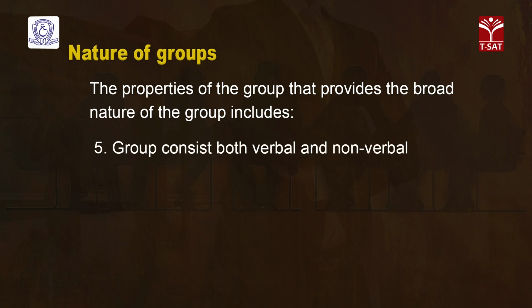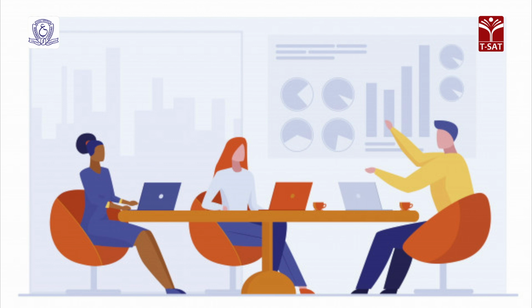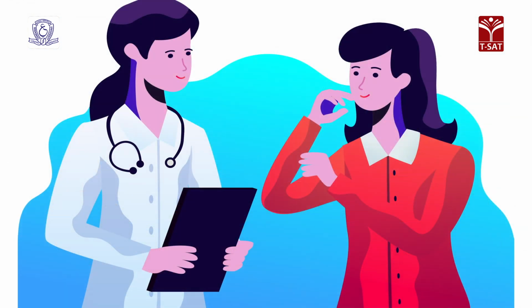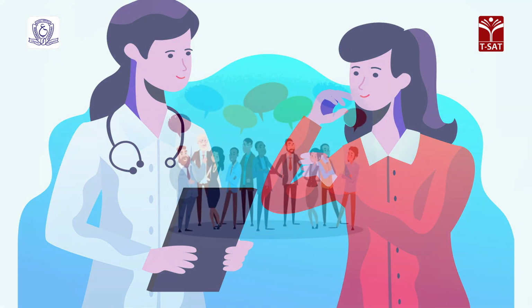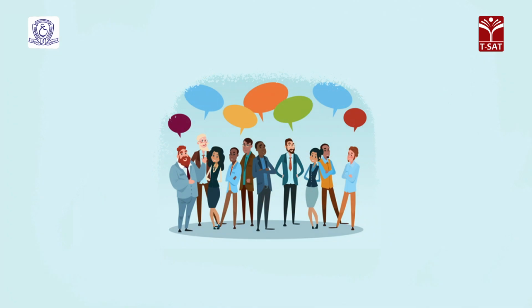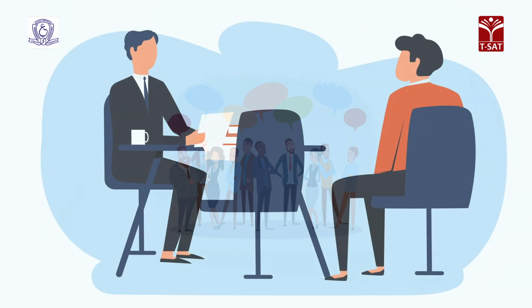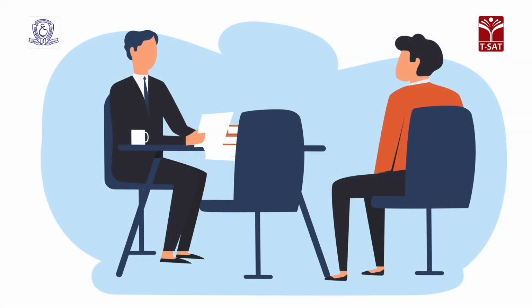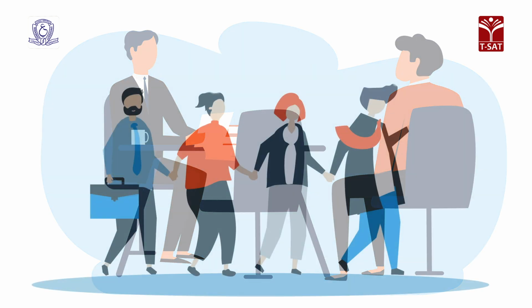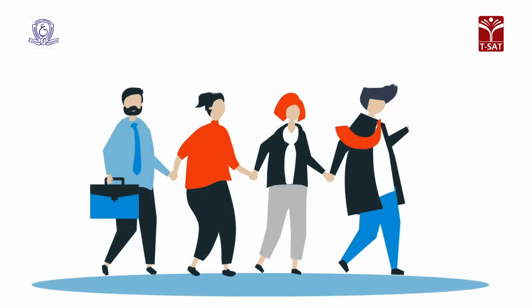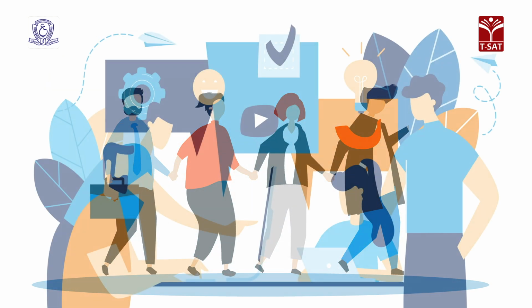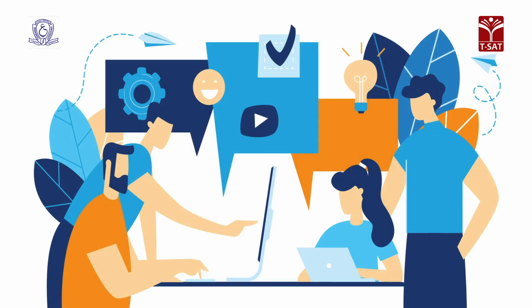Group communication consists of both verbal and non-verbal communication. As you can see, verbal communication is about articulating and directly communicating, whereas non-verbal communication is all about eye contact, body posture, proximity. Proximity means the nearness they maintain, and even touch. All these things are included in group communication.